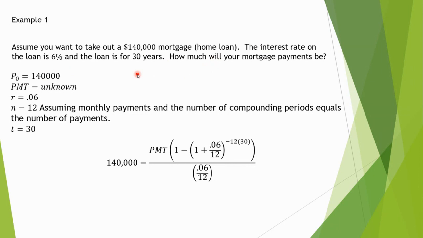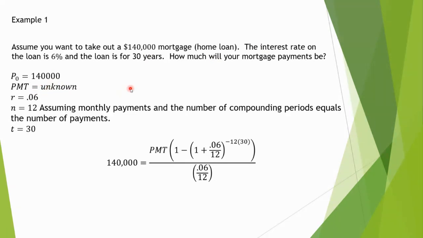Okay, so we can use our formula. Then after this, we'll solve it using the TVM solver. But let's solve it using the formula. I mean, the formulas aren't that terrible. But anyway, the starting amount of the loan is $140,000. We're looking for the monthly payment. So our PMT, that's unknown to us. We don't know what that is.